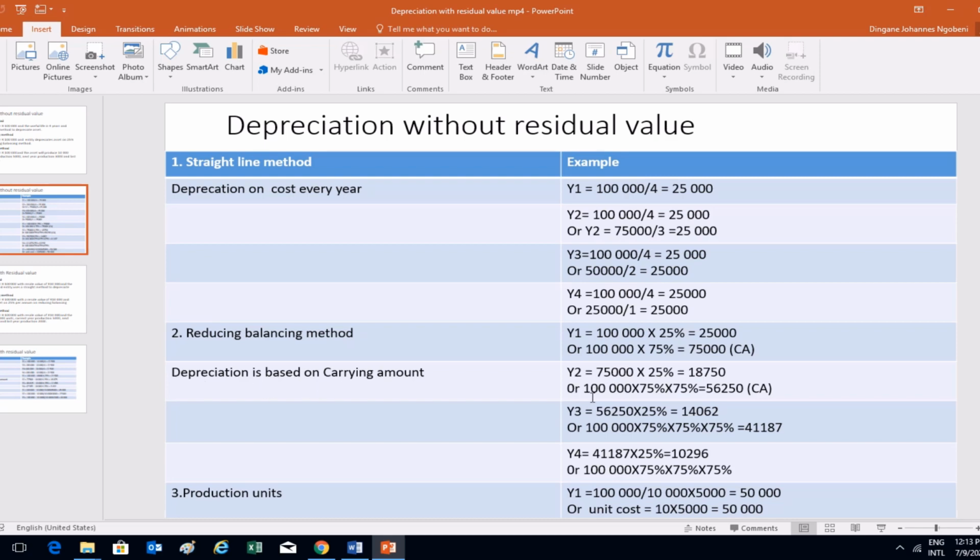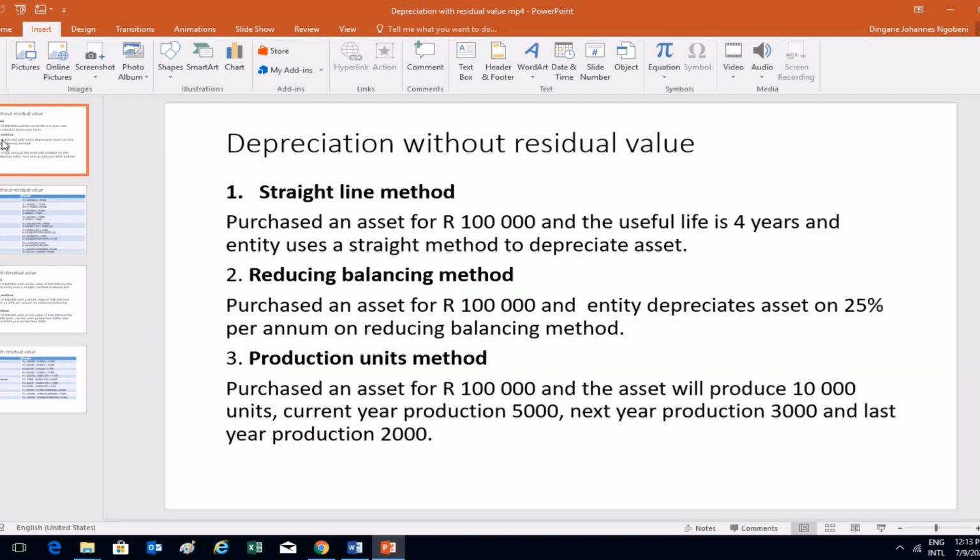Year 2, depreciation is based on carrying amount. Here's the carrying amount, 75,000 of year 1 multiplied by 25%. It will give you this. Or you can do the approach of the carrying amount. Say 100,000 times 75% times 75%, because you're in year 2, you multiply by 75% twice. Then you'll get the carrying amount of year 2. Then you do the same process over and over. You can choose one.